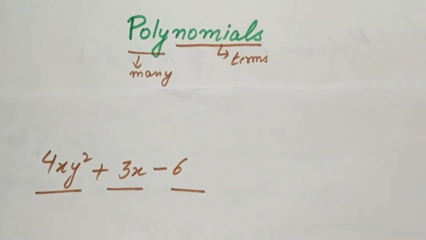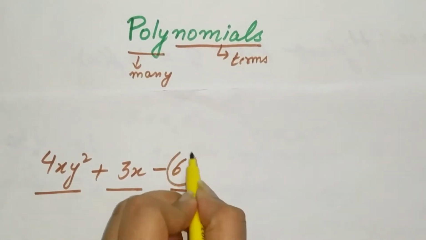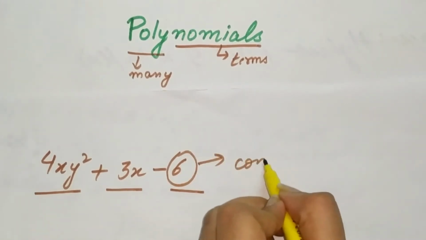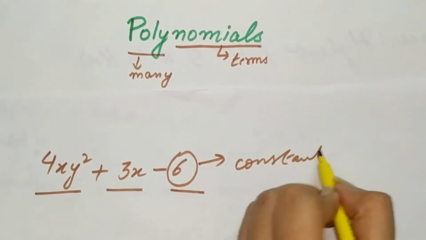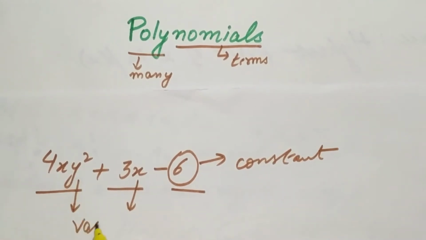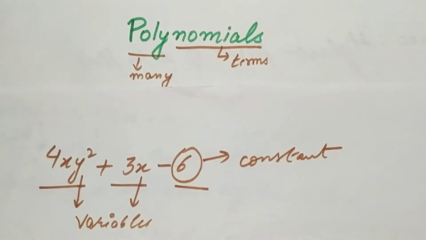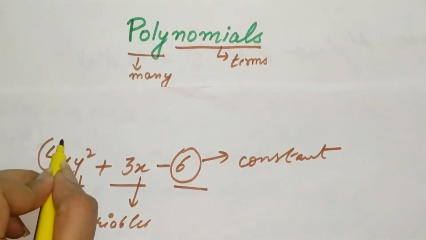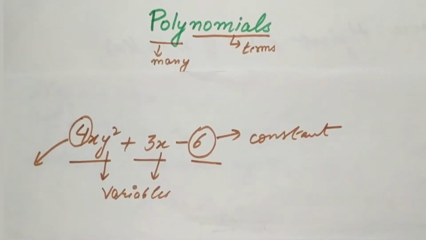A polynomial has constants, variables and exponents. So this is a constant. X and y are variables since their value can vary. And 4 is also a constant or coefficient.